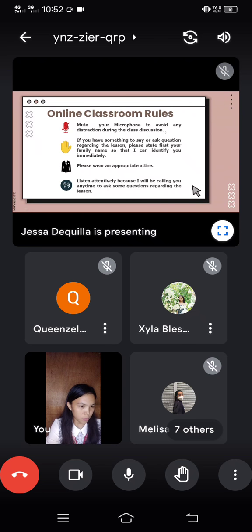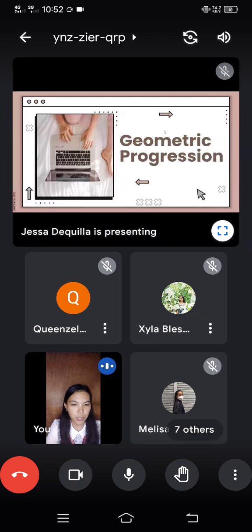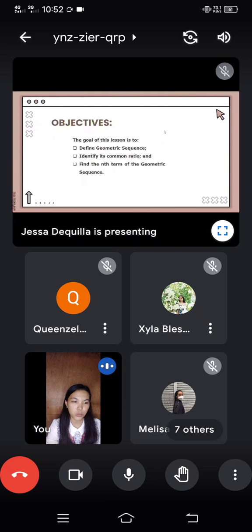So, our topic for this morning is all about geometric progression. But before that, let me read to you the learning objectives. The goal of this lesson is to define geometric sequence. Second, identify its common ratio. And lastly, find the nth term of the geometric sequence.